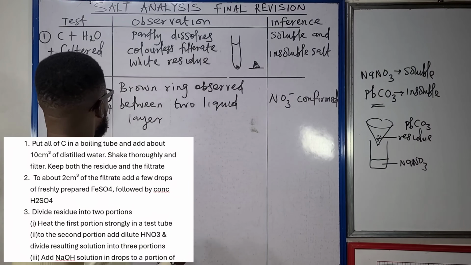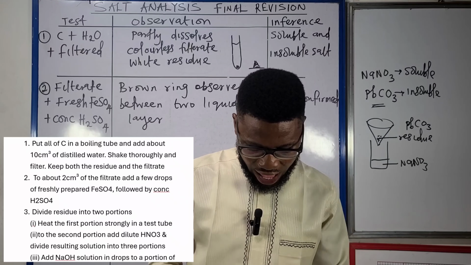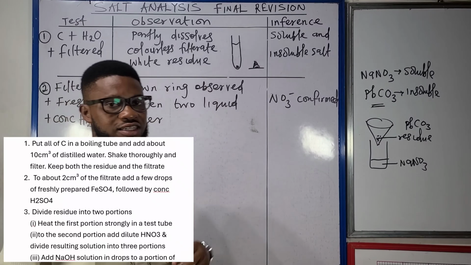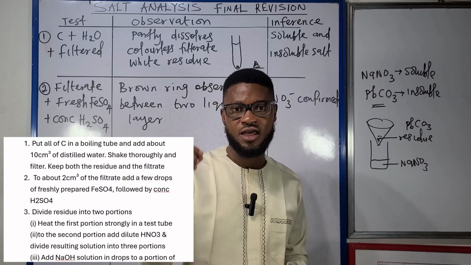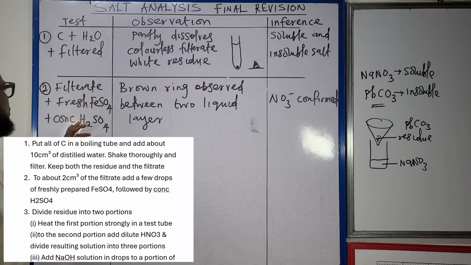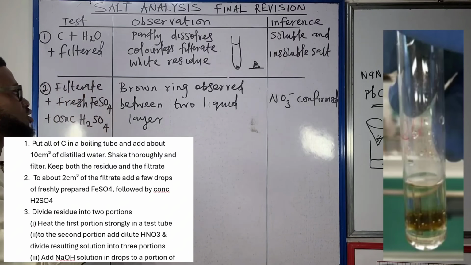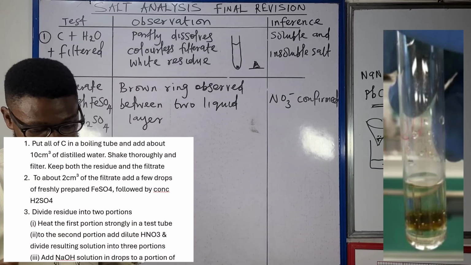So we were told to carry out this test on the filtrates, that we should add freshly prepared iron 2 tetraoxosulfate 6 followed by conc H2SO4. We've actually dealt with this in the last video. A link to that video is in the description of this lecture. So filtrate plus FeSO4 plus conc tetraoxosulfate 6 is going to give us a brown ring between the layer of the mixture and the conc H2SO4. So that way trioxonitrate 5 ion is confirmed.